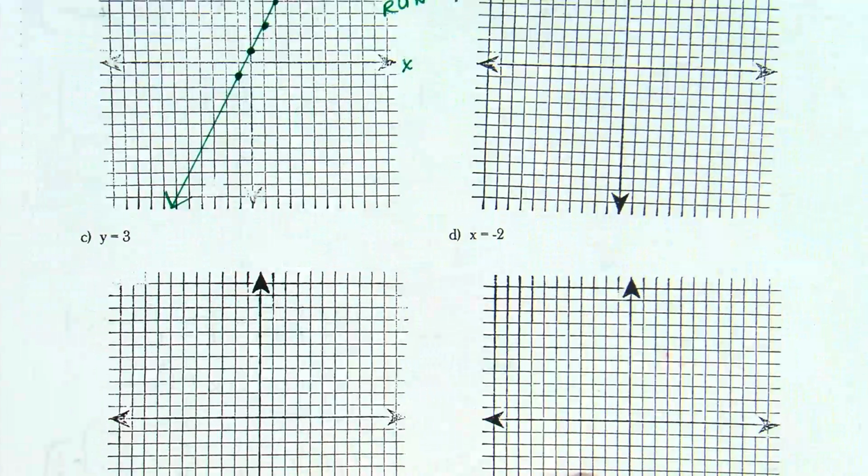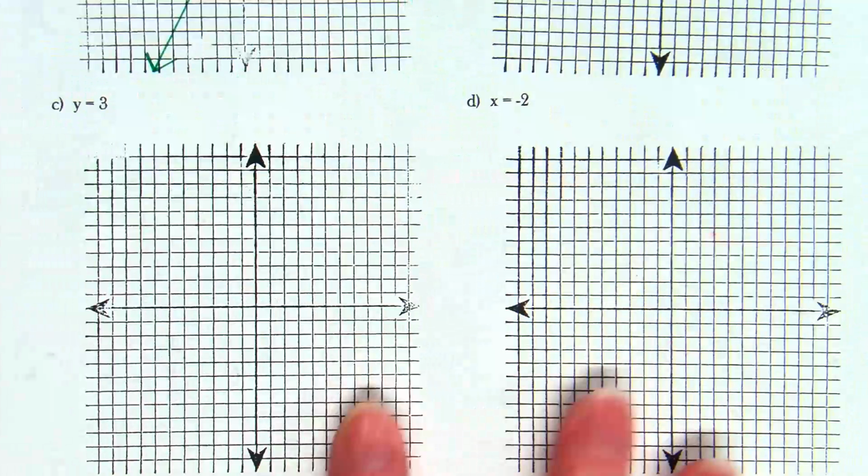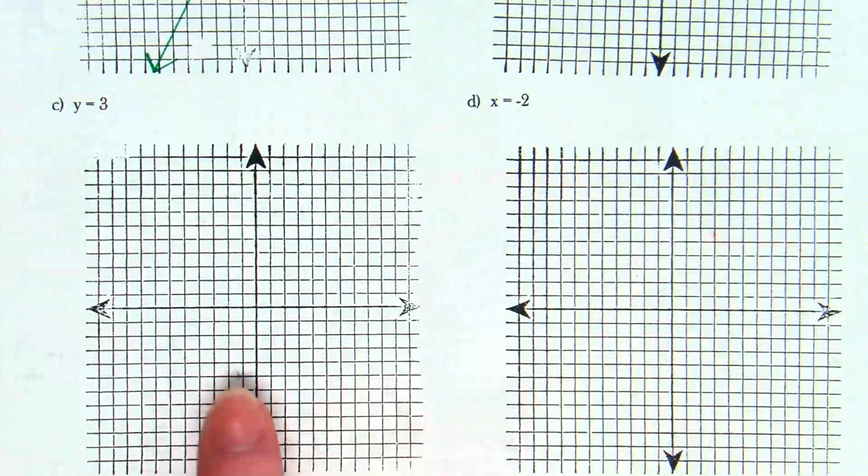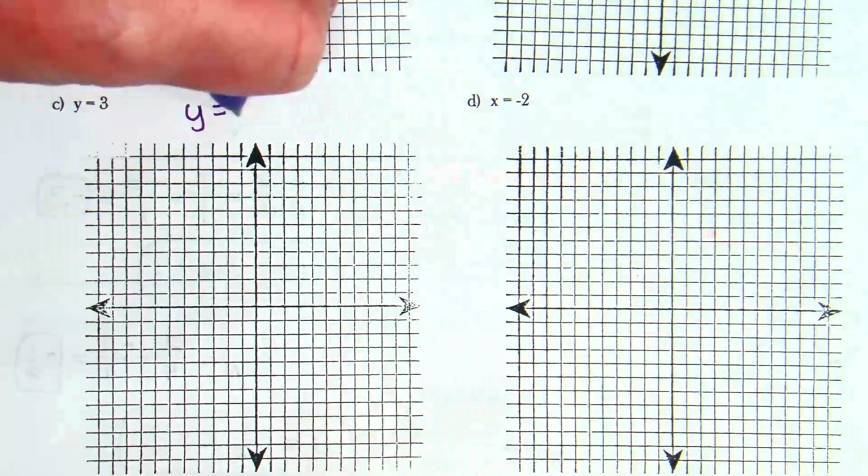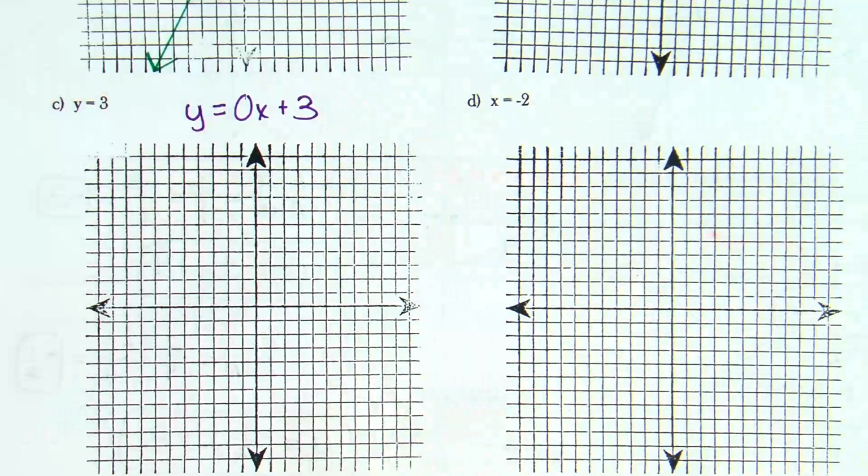Y equals 3. Anyone remember what that looks like? One option you can do is you can think of it as a slope of 0. So it's y equals 0x plus 3. What's a slope of 0? Horizontal line. And so with a slope of 0, a horizontal line, where's my y-intercept? At 3.